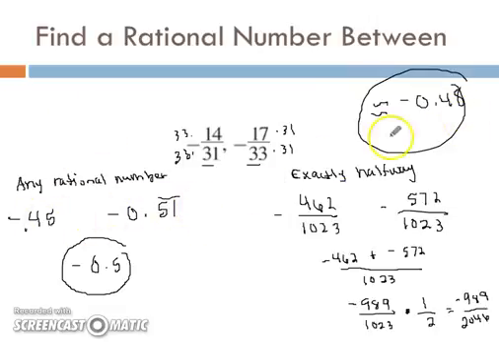This one just happens to be exactly halfway through. This one over here was just any rational number between the two. So for any rational number, convert to a decimal and list one between the two. If you need one exactly halfway, rewrite to a common denominator and then divide in half.